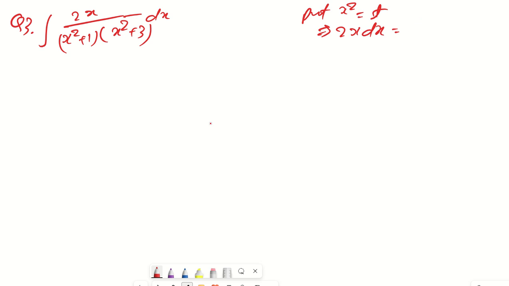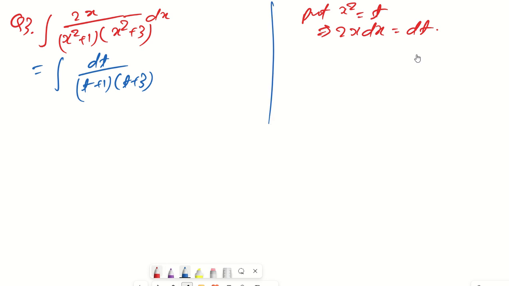As you can see, above in the function we have 2x dx. So 2x dx can be replaced by dt. Then my integration becomes the integration of dt by (t plus 1) into (t plus 3). Now it is a very simple question. You can do it by yourself also. You will have to find the partial fraction of this particular term, which is 1 by (t plus 1) into (t plus 3).